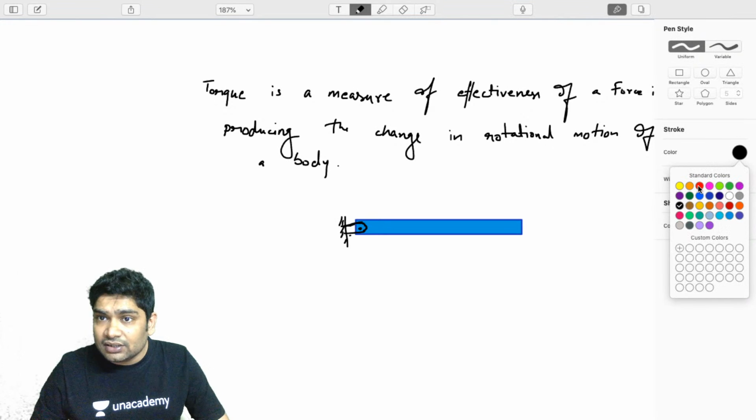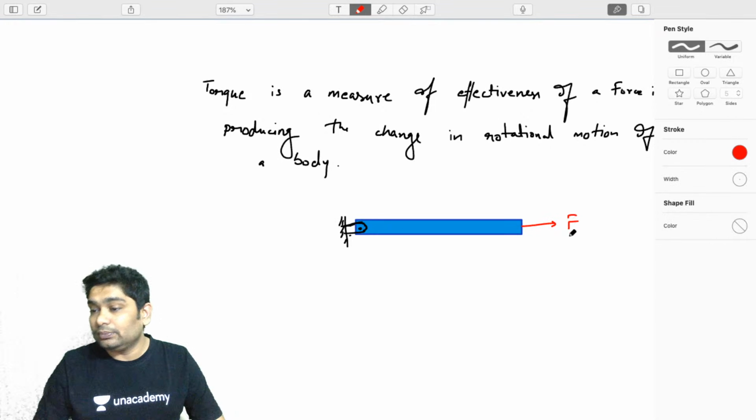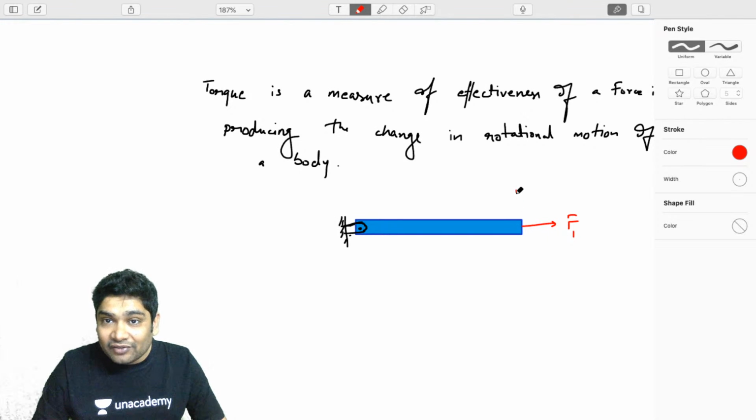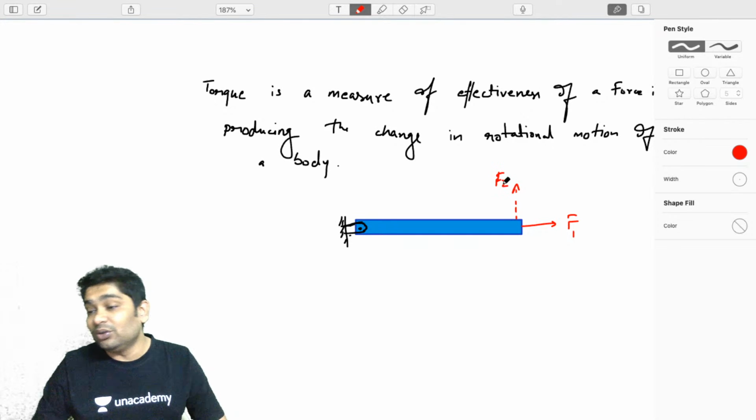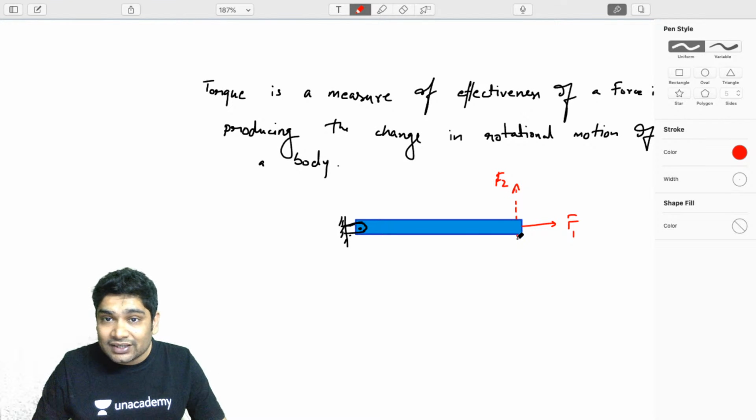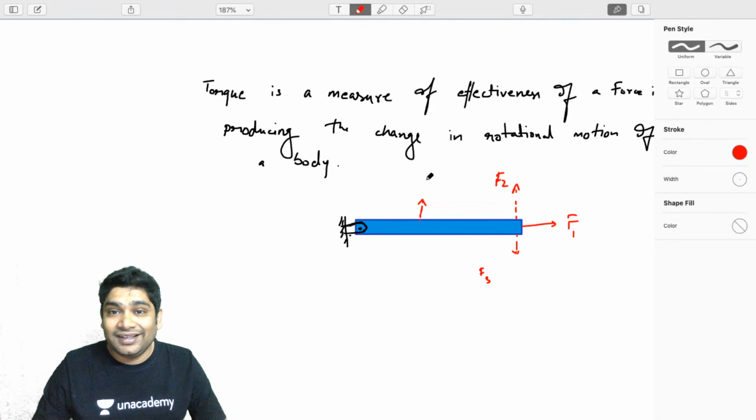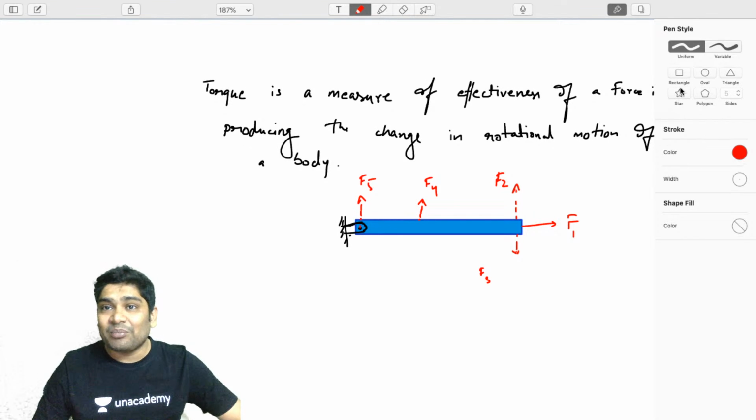Let's imagine you have a force acting on it like this. Will it be able to rotate the rod? Let's talk about F1. Will F1 be able to rotate the rod? No, it won't. However, if you applied a force like this, F2, then F2 will be able to rotate this rod. Similarly, this kind of force would have rotated this the other way. You could have applied this force here also, let's call this F4, and you could have applied a force here also, let's call it F5.